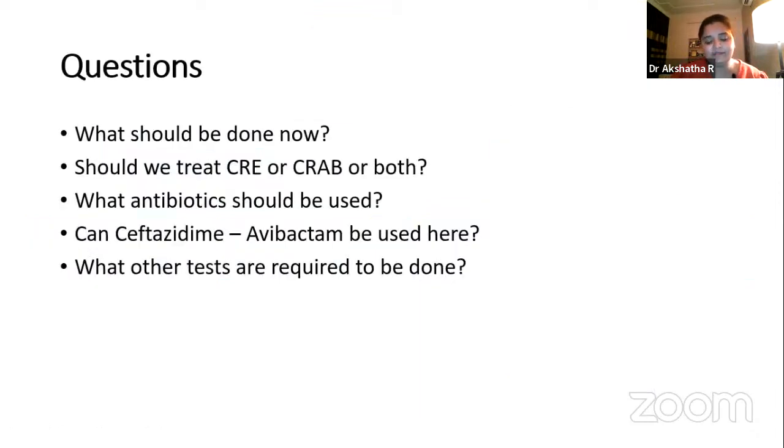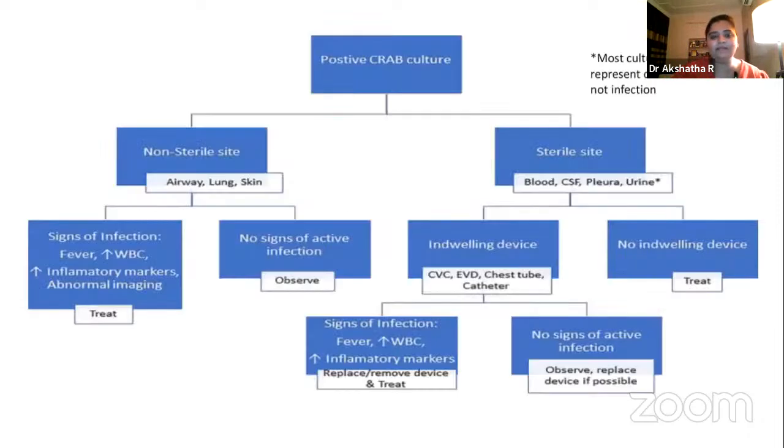What are the additional tests for CRE? For identification of the type of CRE, you should go for carbapenemase testing. So whenever you're isolating CRAB in culture, always look at Acinetobacter with a doubtful eye, whether it is just a colonizer. Especially if it is from non-sterile sites like airway, lungs, skin, it can colonize easily.